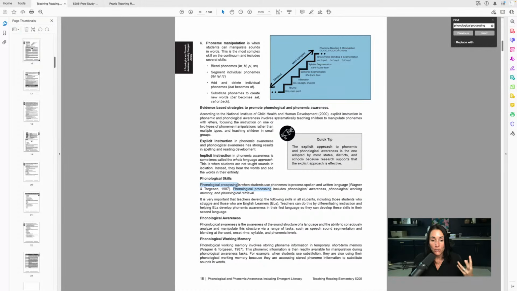Now, you're also going to be using your phonological working memory, where you're storing that information about phonemes and phonological awareness in your brain. And that all has to do with phonological processing. But it's basically the process the brain goes through in order to do that. And so if you do have the study guide, it's on page 16. There are some questions about phonological processing on the exam. I don't know what questions you're going to get on the exam, but there might be some of those. All right. That's a great question. Thank you so much for asking that.